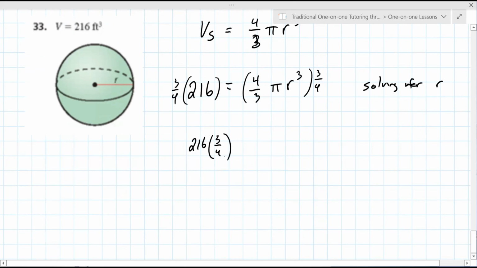And I know as a student, you want to enter that in your calculator. It's better if you can wait till the end. If you need to, you can enter that in the calculator now, but we have more work to do. So now we're going to divide both sides by pi.